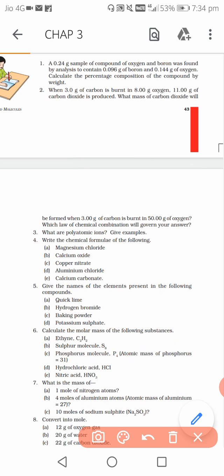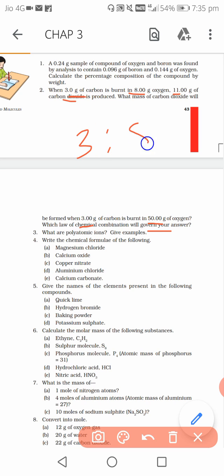The next one, number 2. When 3 gram of carbon is burnt in 8 gram of oxygen, it gives us 11 gram of carbon dioxide. Now if 3 gram of carbon is burnt in presence of 50 gram of oxygen, how much carbon dioxide will be formed? Which law of chemical combination will govern your answer? This will be the law of constant proportion, because we know that 3 gram of carbon always takes 8 gram of oxygen.